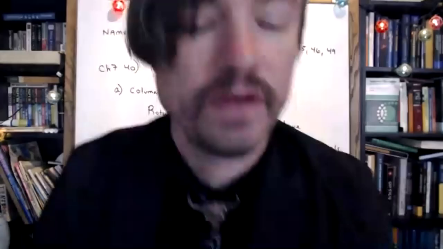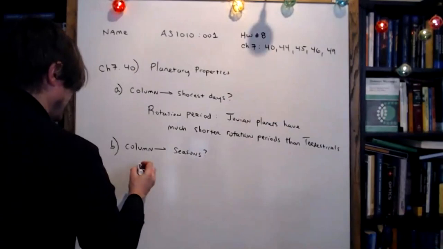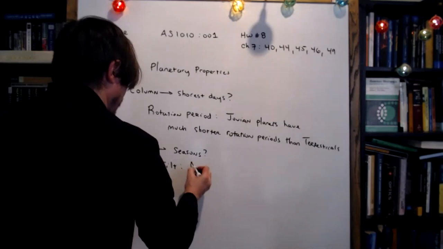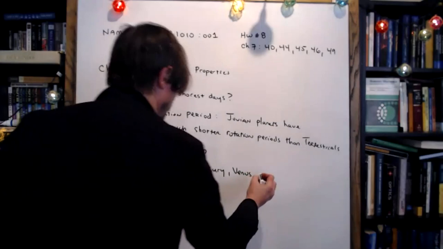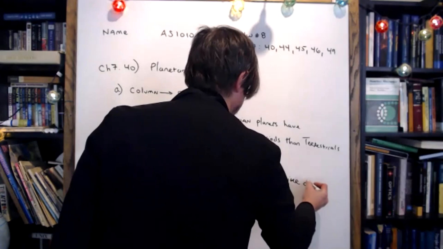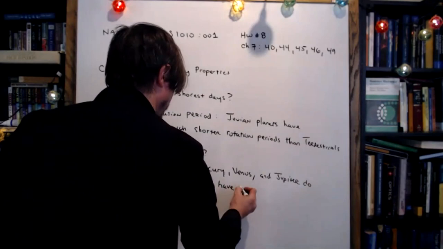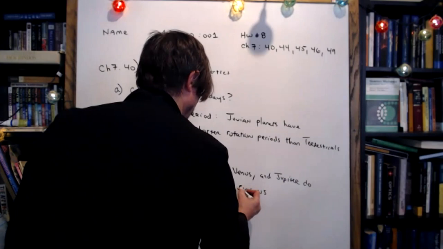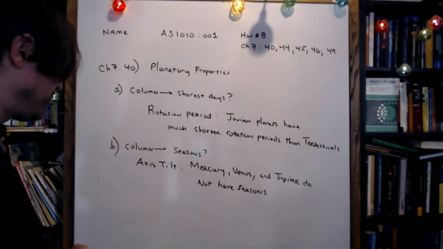So the answer is axis tilt. And we discovered that Mercury, Venus, and Jupiter do not have seasons. Their temperature might be different from North Pole to the equator, but they don't change over the course of an orbit.